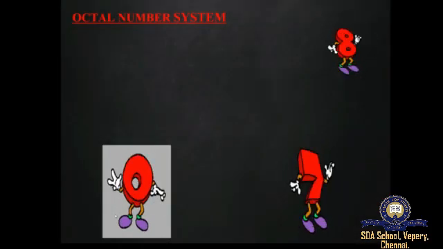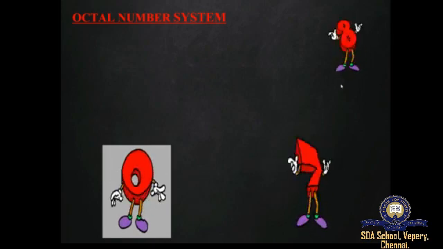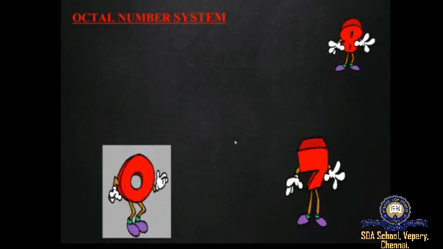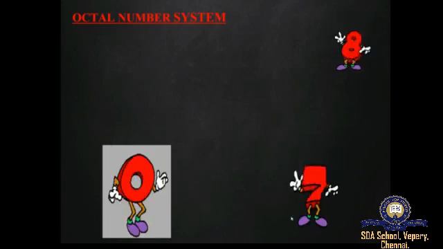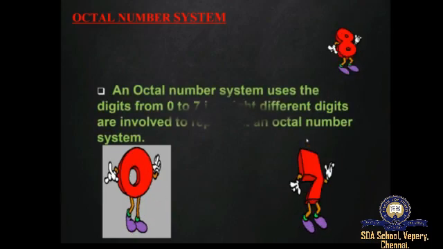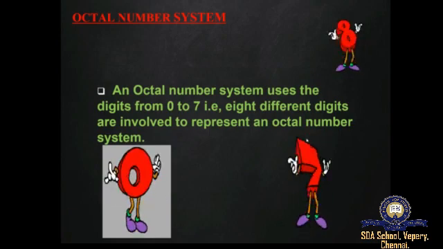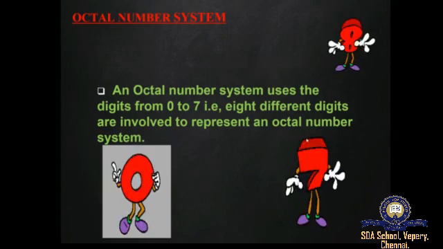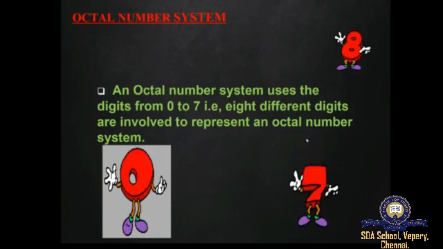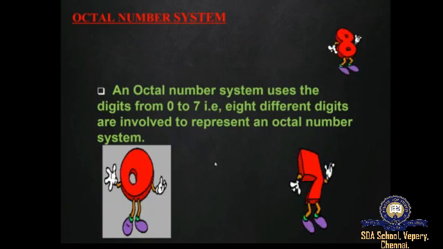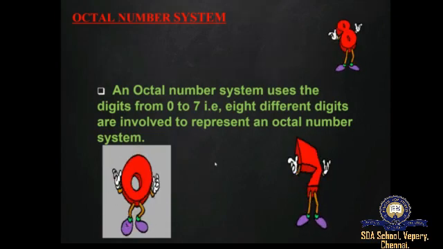So we get only 2 digits, that is 0 and 1. Now the third type is the octal number system. In the octal number system, the base is 8. We have 8 different digits, that is from 0 to 7. An octal number system uses the digits from 0 to 7, that is 8 different digits are involved to represent an octal number system. Now we are going to find out what the 8 different digits in the octal number system are.